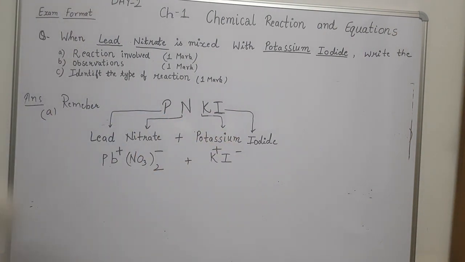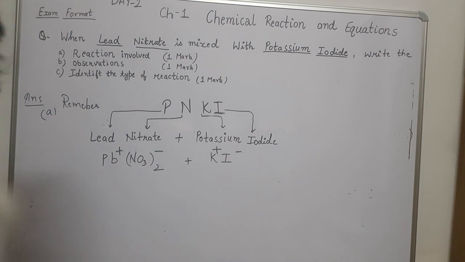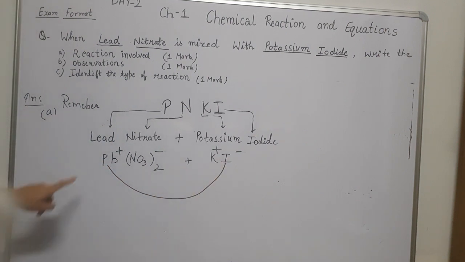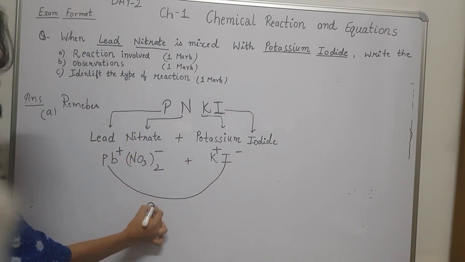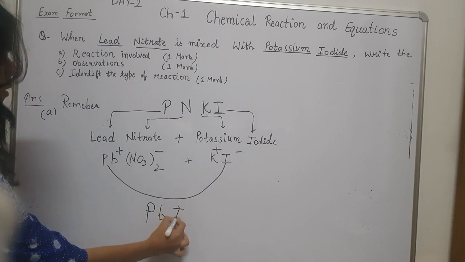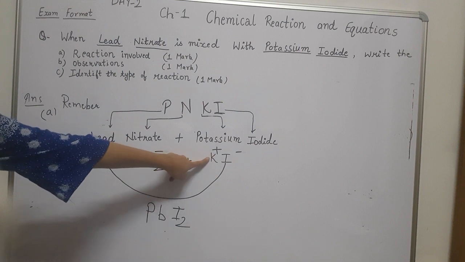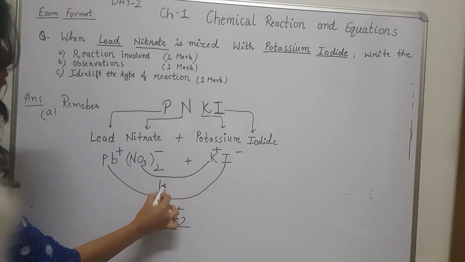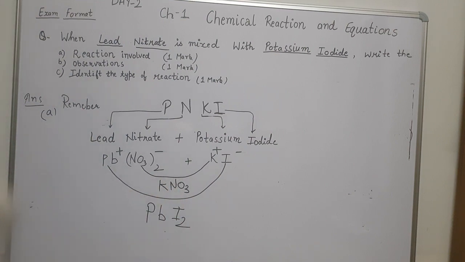But when they are mixed together, their ions are dissociated, or these ions will split. And as you know, positive is always attracted toward negative. So lead combines with iodine. So PbI2 is formed. And this negative will be attracted toward this positive. KNO3 is formed.